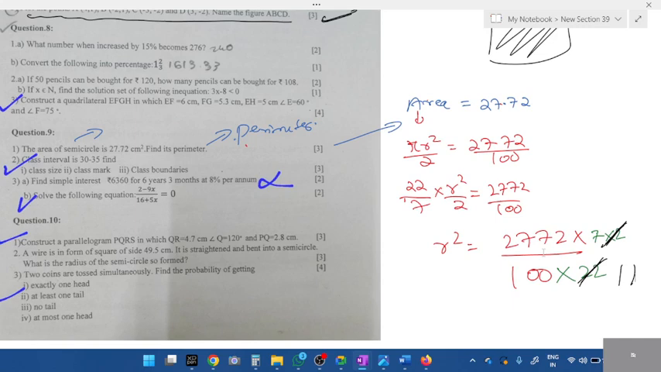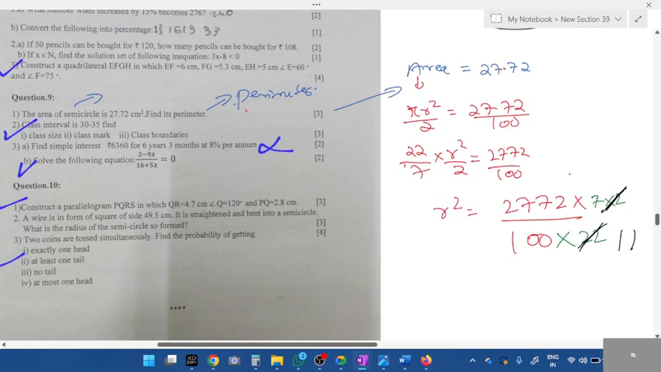Students done? Completed? Reduce this. We need to find the value of r. The reason we need to find r is, look, they have asked perimeter. Find perimeter of semicircle, not full circle. Formula is pi r plus 2r. Okay, pi r plus 2r. In order to find perimeter, you need r value. So how do you cancel? 11, how many times 11 goes in this? 11 twos are 22, 11 fives are 55. 252 times, right?